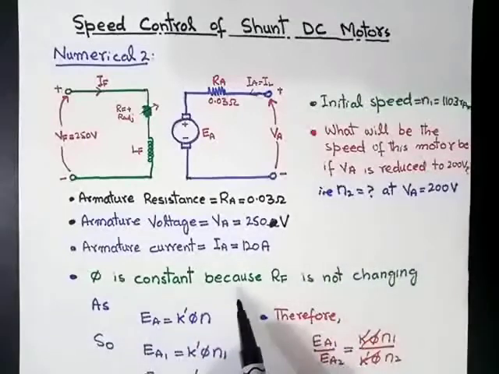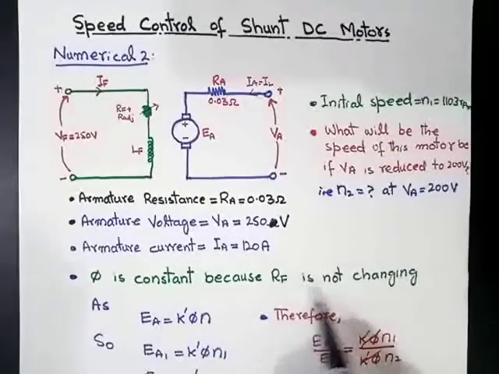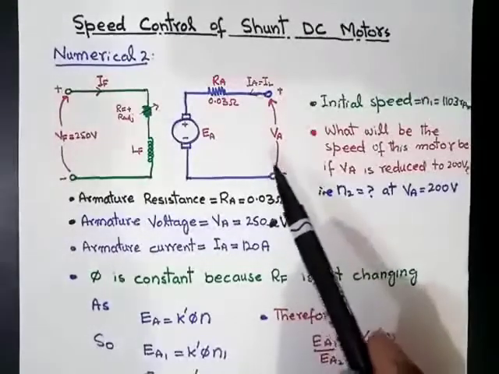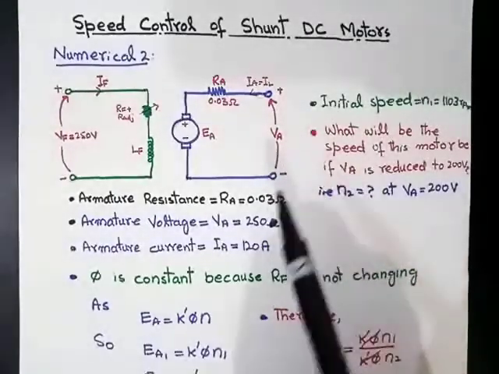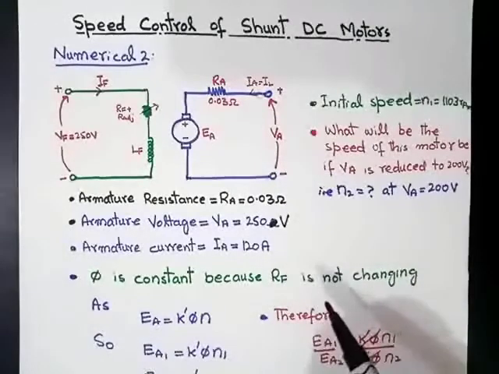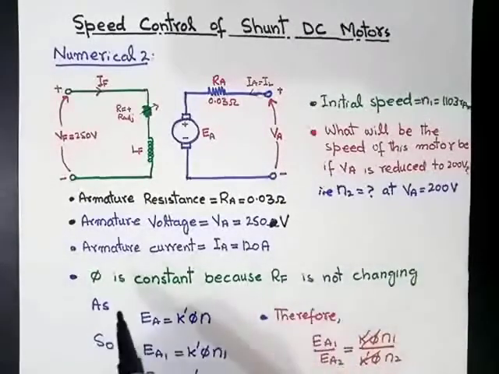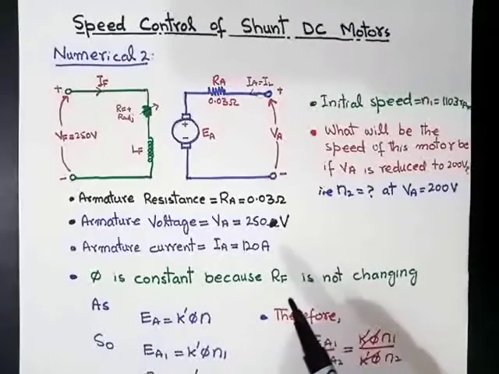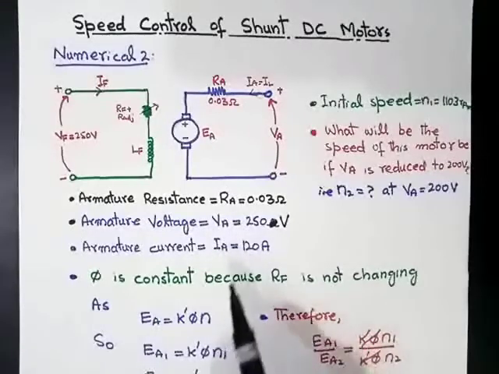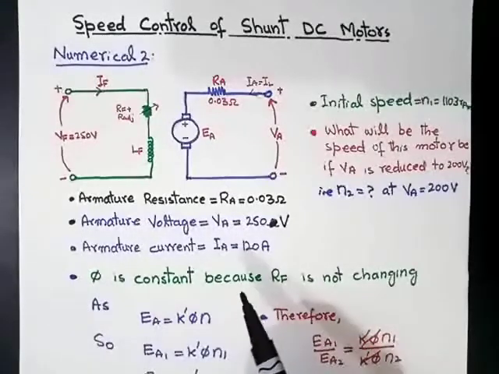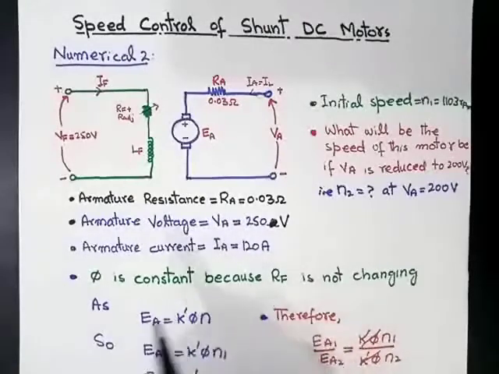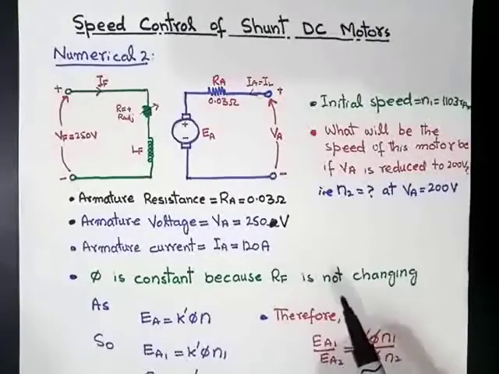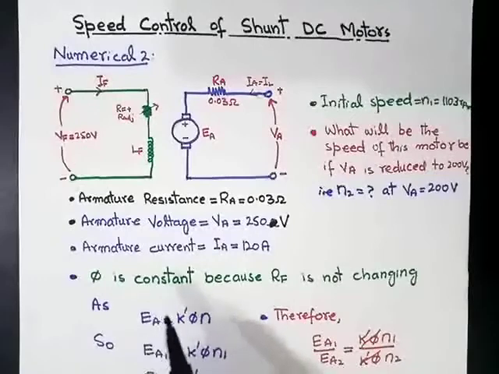Here flux is constant because RF is not changing. We are just changing the value of the armature voltage. RF in this problem is constant. If RF is constant, then IF is constant and the flux will be constant as well, because the relationship between IF and flux is directly proportional. Therefore, in this problem, the value of flux is constant because we are not changing RF.